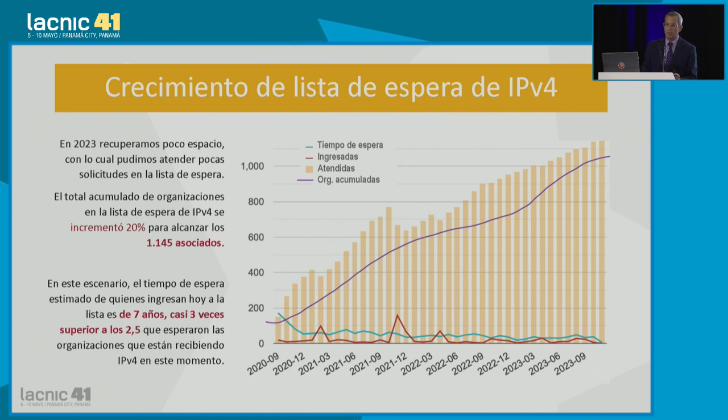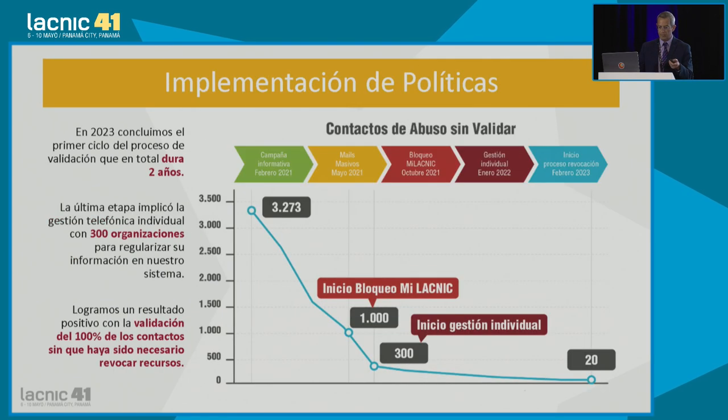Now, unfortunately, the waiting list for IPv4 continues to grow. The amount of resources assigned are not enough to make the list recover or start to drop. At present, whoever joins this list has the expectation of having to wait 7 years until they receive resources. Today, those who received resources were 2.5 years in the list, but if you look backwards, they joined the list around 2021, at the end of 2021. So there is quite a considerable waiting time.